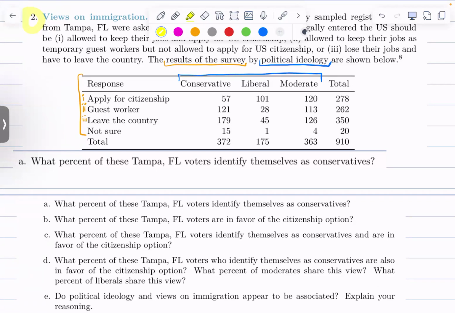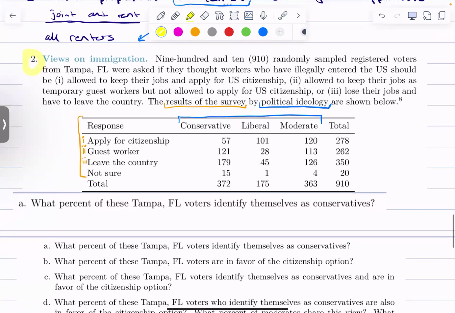Speaking of Tampa, Florida, or the states in general, I guess.